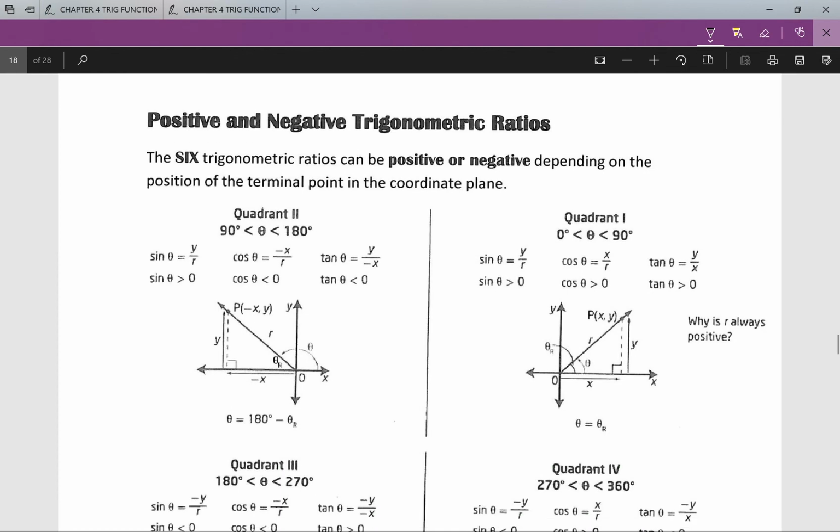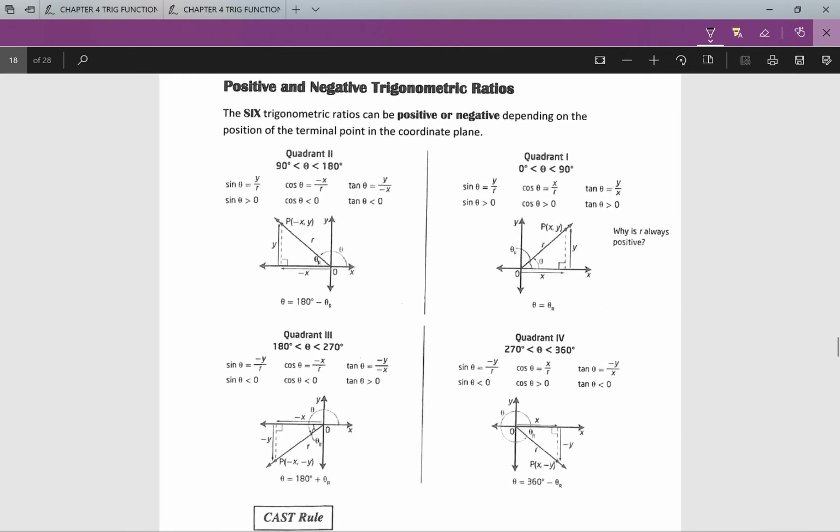So, moving on, positive and negative trig ratios, we will get to this in the next lesson.